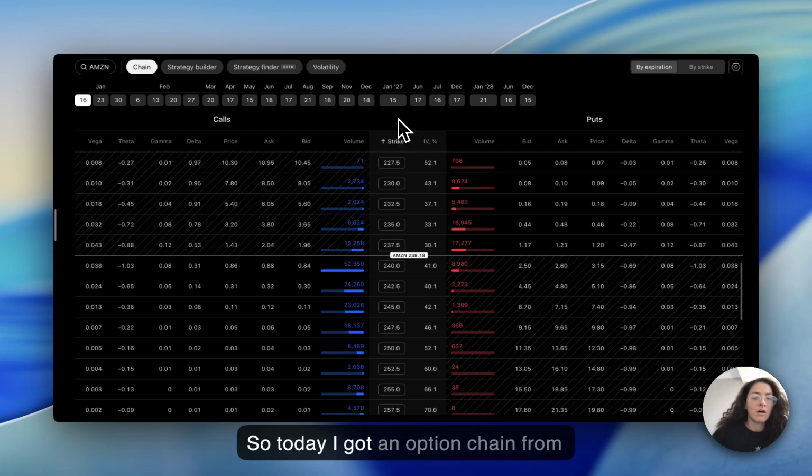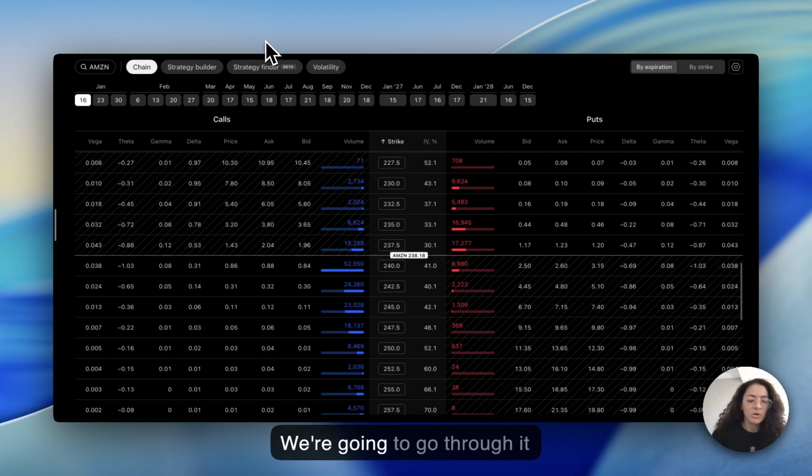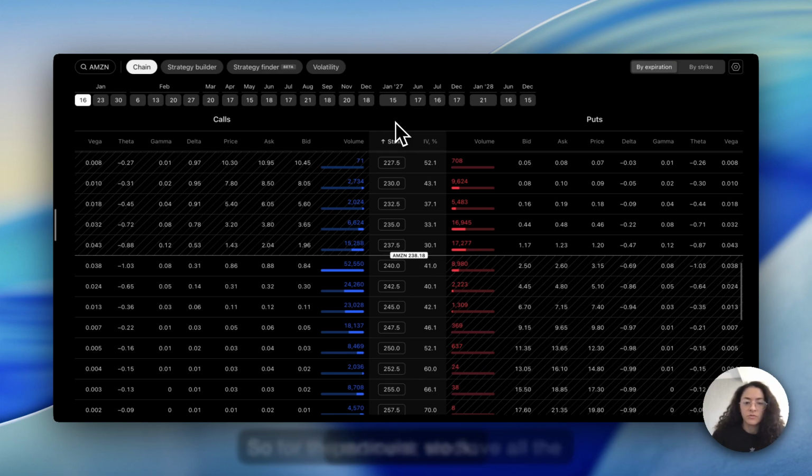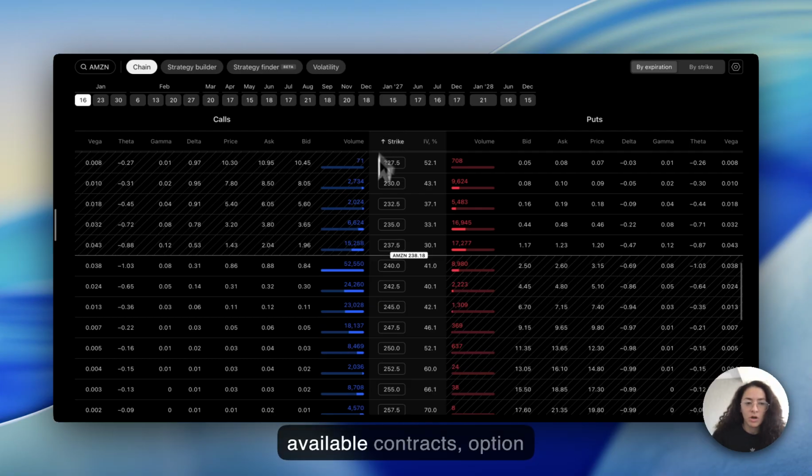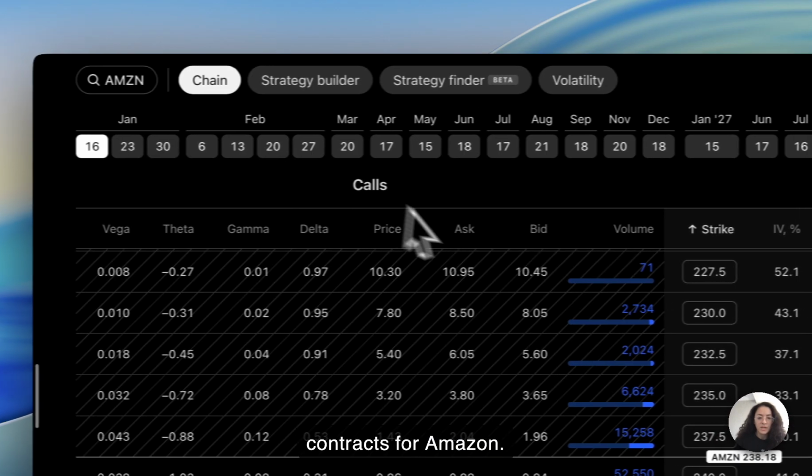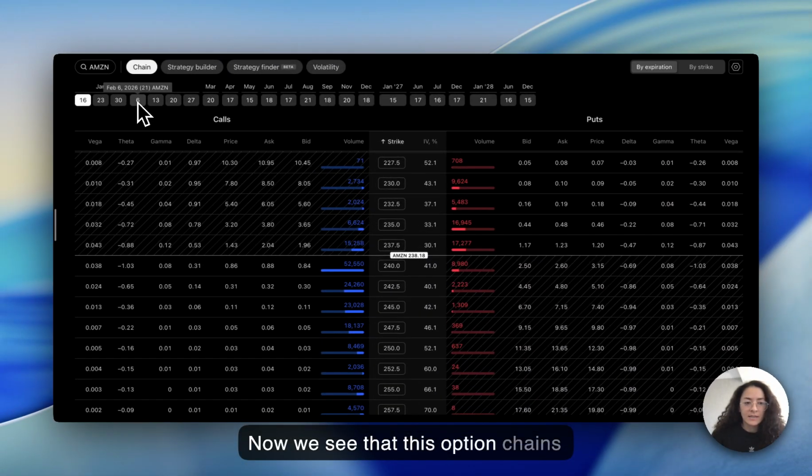So today I got an option chain from TradingView and Amazon. We're going to go through it together. Option chains are basically showing us all the available option contracts, because remember, options are contracts for a particular stock. So for the moment, we have all the available option contracts for Amazon. Now, we see that these option chains are organized by expiration and by strike price.